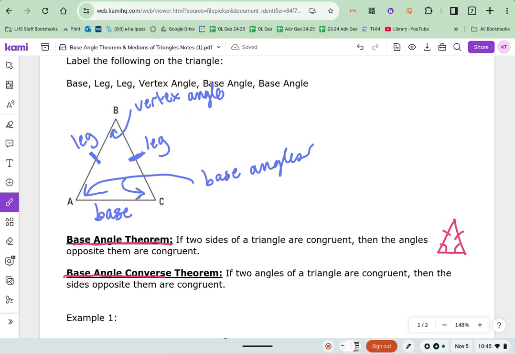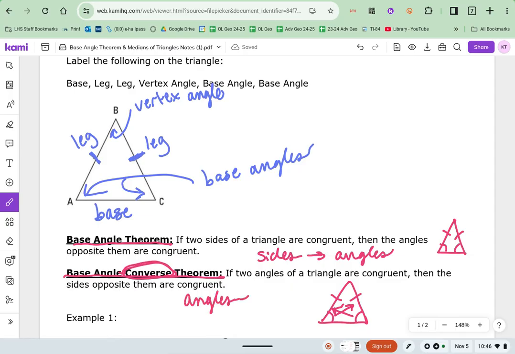The base angle converse theorem goes the other way because it's the converse. The converse theorem says, hey, if we know that two angles are congruent in the triangle, then the sides across from those angles have to also be congruent as well. So the base angle theorem goes from we know something about the sides to helping us know about the angles. And the converse starts with, hey, we know something about the angles, and that helps us know something about the sides of the triangle.